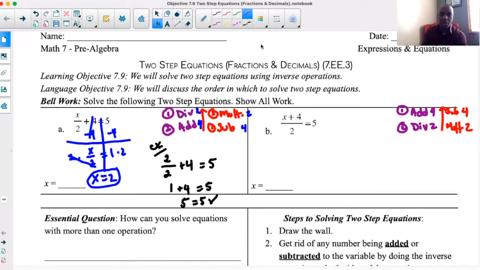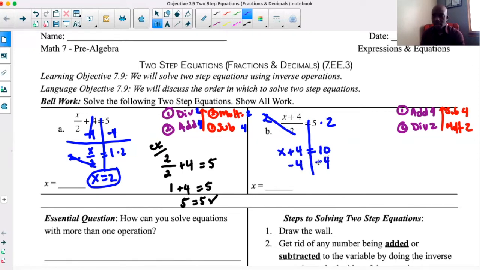Let's check it out. First thing I'm going to do is draw my line down the equal sign. First thing I'm going to do on this side is multiply by 2 to both sides. Multiply this side with 2, multiply that side with 2. That's going to cancel out the denominator. I end up getting x plus 4 is equal to 10. Now I have to subtract 4 from both sides, because once again, our goal is always to get x by itself. And we get x equals 6.